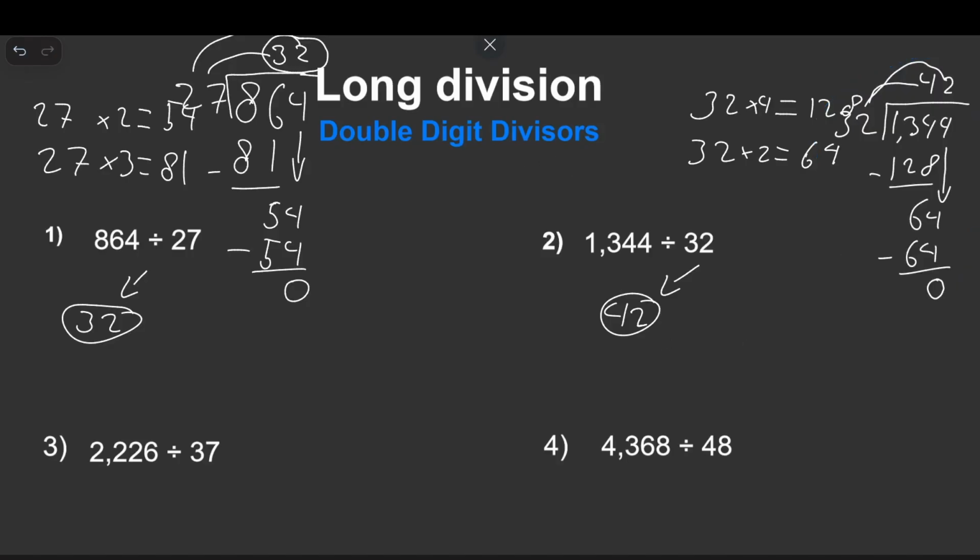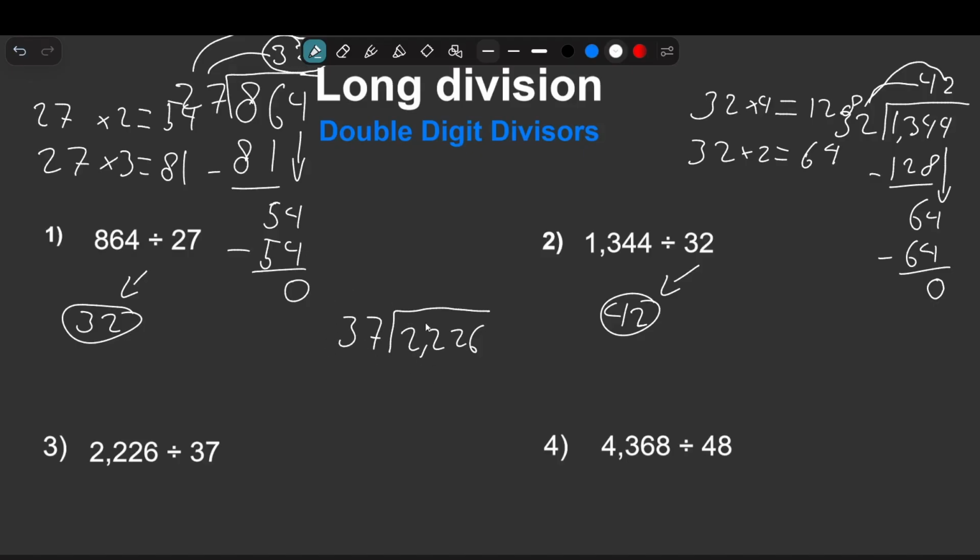So, for our third example, we have 2,226 divided by 37. So the first step we are going to take is we're going to set this problem up. Let's do it right here. So 37 and then our number, 2,226.